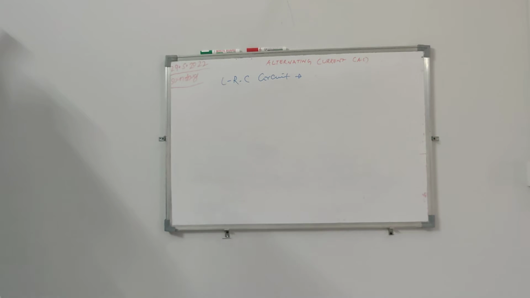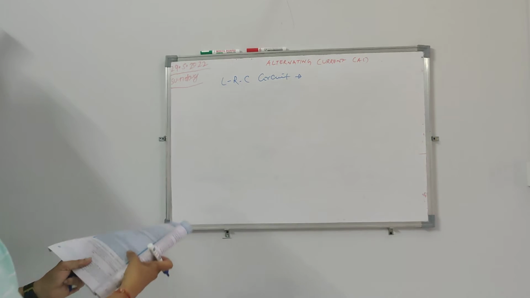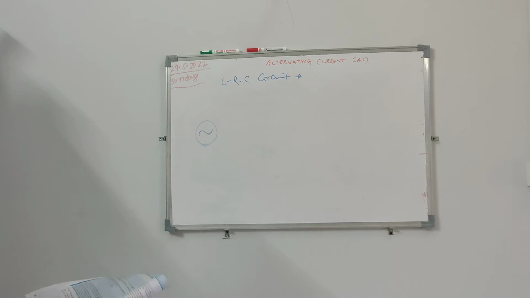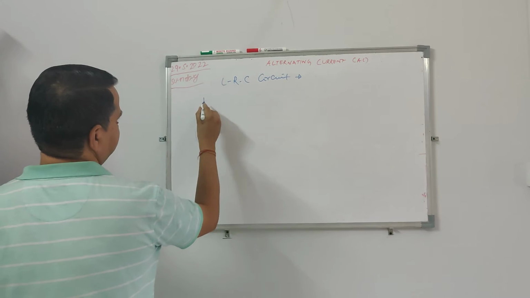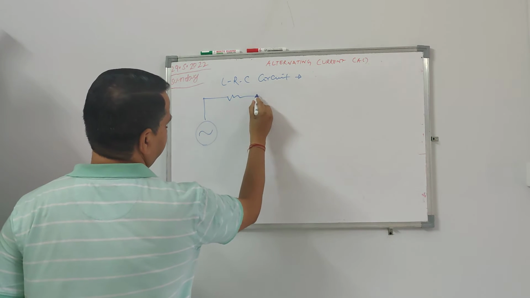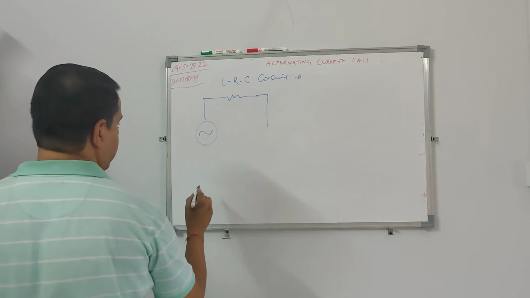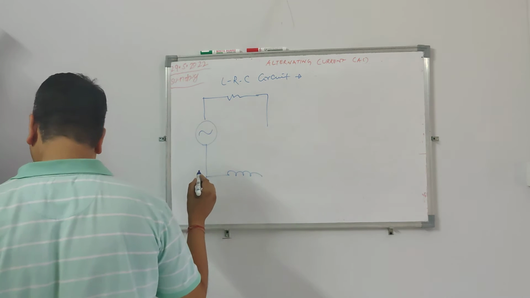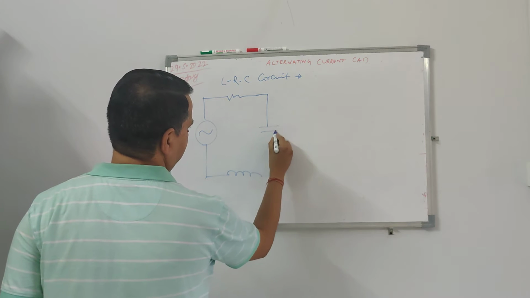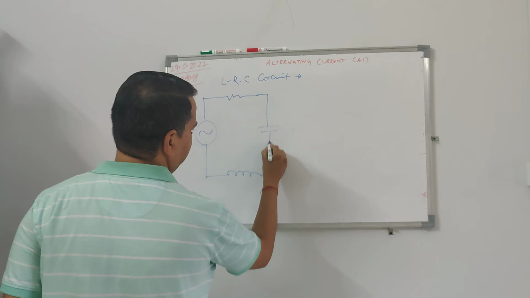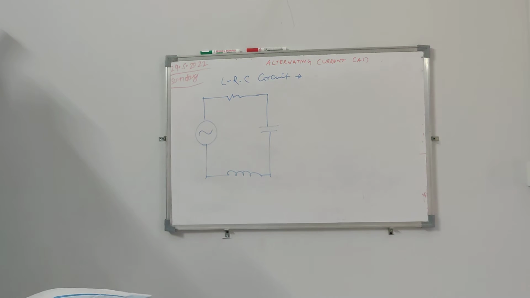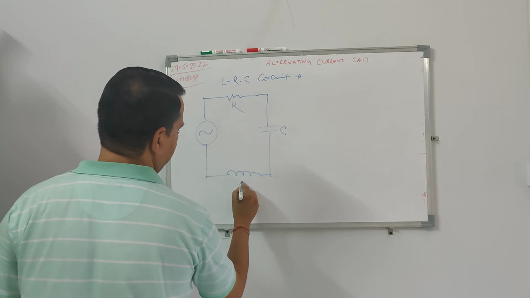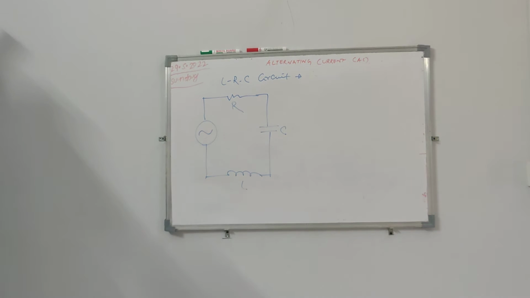The main thing here is, let me draw the circuit. So this is my circuit. I have a resistor here, and I have an inductor here, a coil. A coil is nothing but an inductor. And I have a capacitor here. So I have a resistor, a capacitor, and an inductor of inductance L.